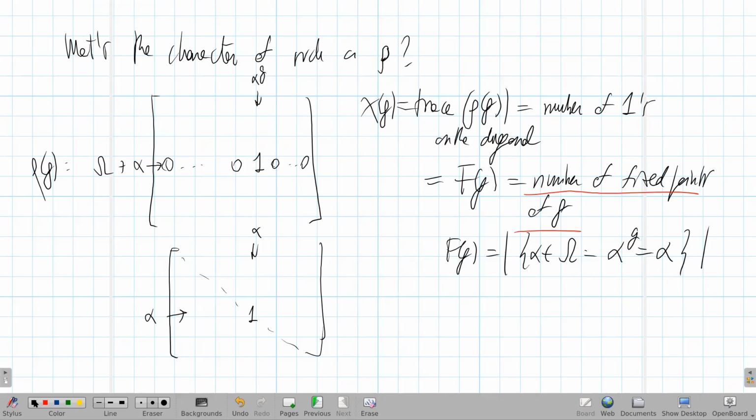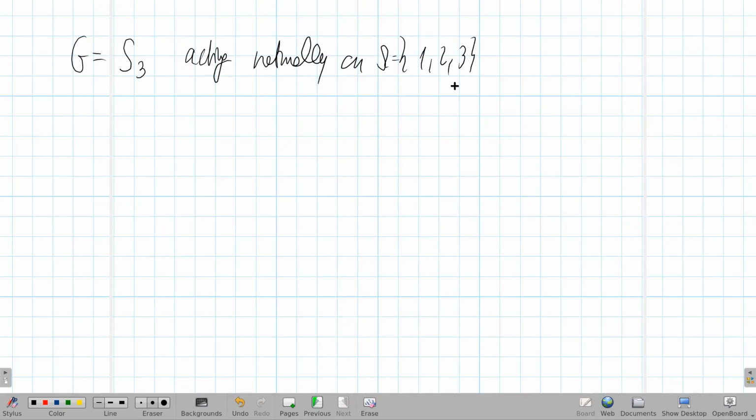Just to take a particular example, which we will use to compute the character. For instance, if G is S3, acting naturally on omega equal 1, 2, 3. Okay, so we ask ourselves how many elements are fixed by 1. So this is the number of elements of omega fixed by 1. Well, of course, this is 3, because the identity fixes everything.